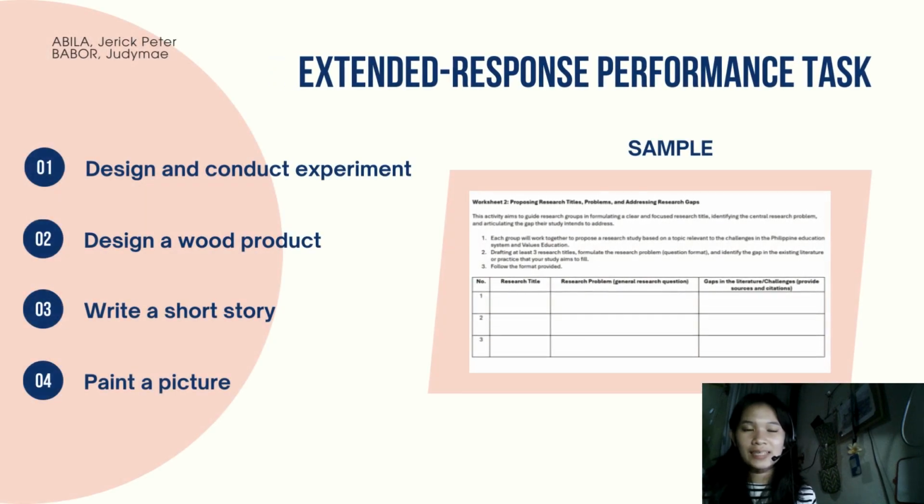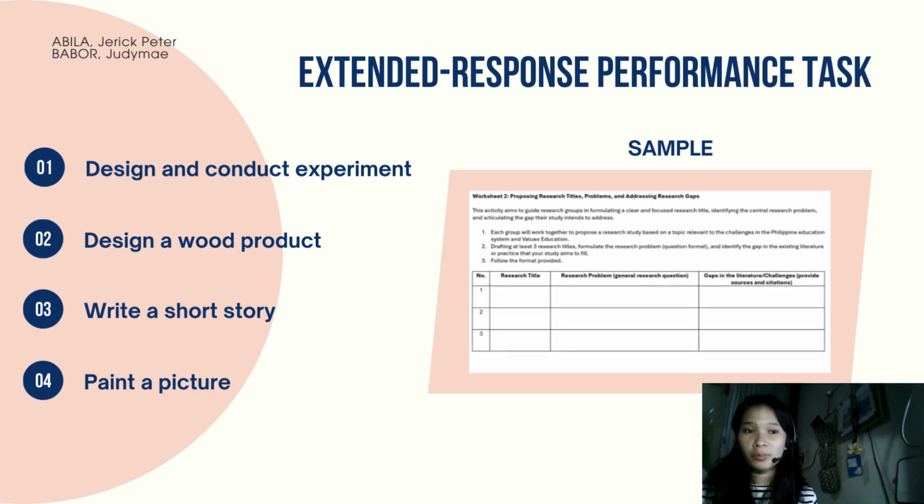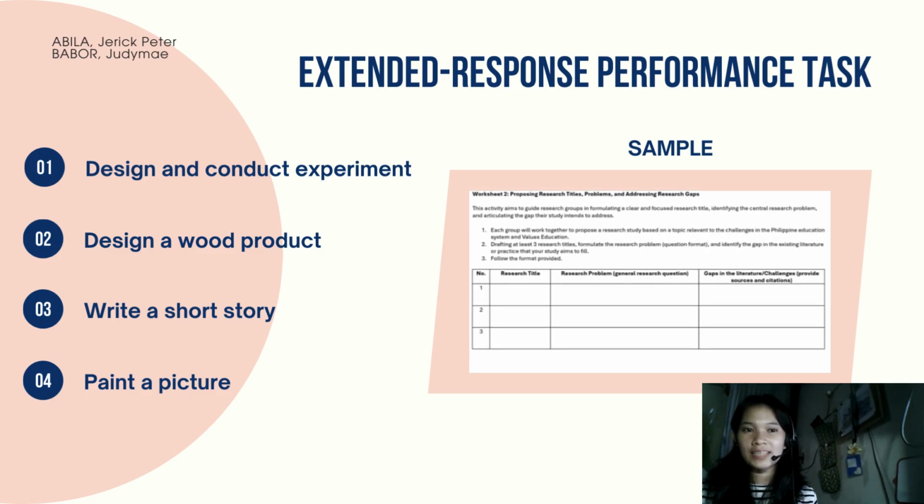Moving on, the second type of performance-based assessment is the extended response performance task, which is less structured and broader in scope. A few examples are design and conduct an experiment, design a wood product, write a short story, and paint a picture. And you can also see an actual example of an extended response performance task on the other side.